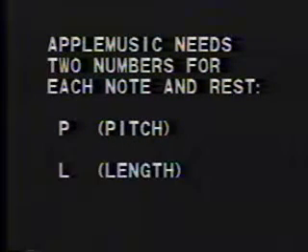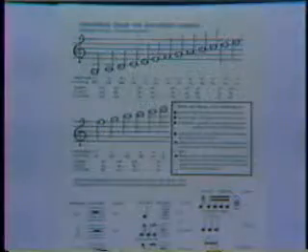The AppleMusic program provided to you requires two numbers for each individual note and rest in the melody. The first number describes the pitch, that is, how high or how low the sound is, and the second number describes the length or time value of the note. How do we find these numbers?